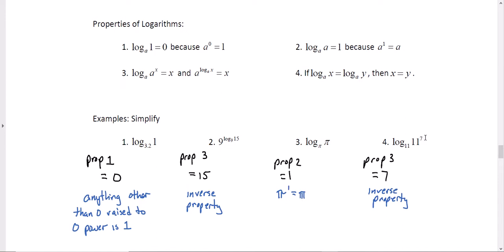Log base 11 of 11 to the 7th. What power do I put on 11 if I want to get 11 to the 7th? Well, that's the 7th power. It says it right here, the 7th power.